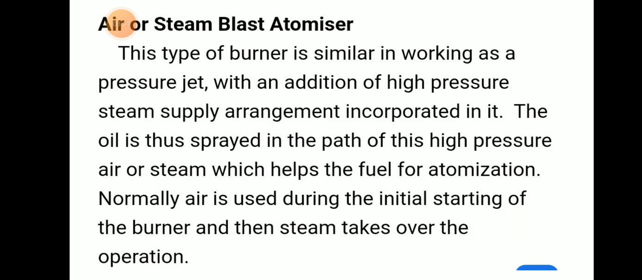Then the air or steam blast atomizer. This type of burner is similar in working to a pressure jet burner, but here we have the addition of a high pressure steam supply arrangement incorporated in it.